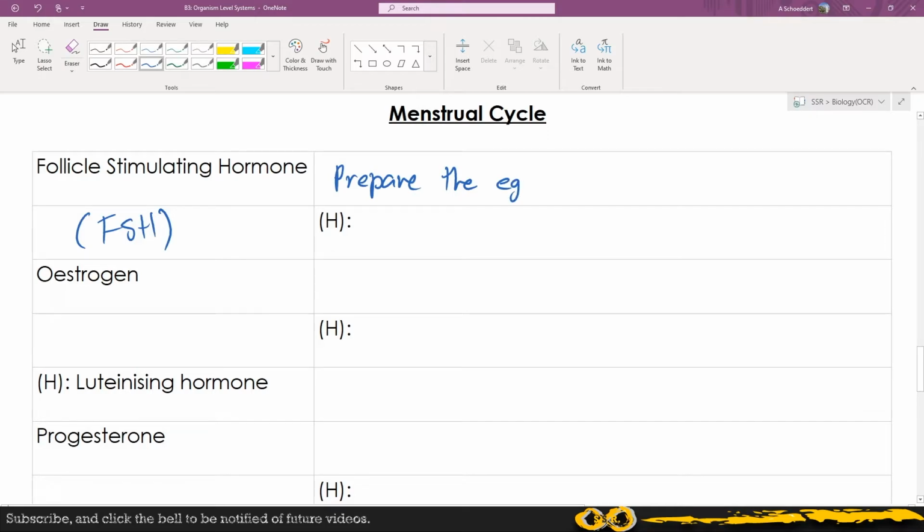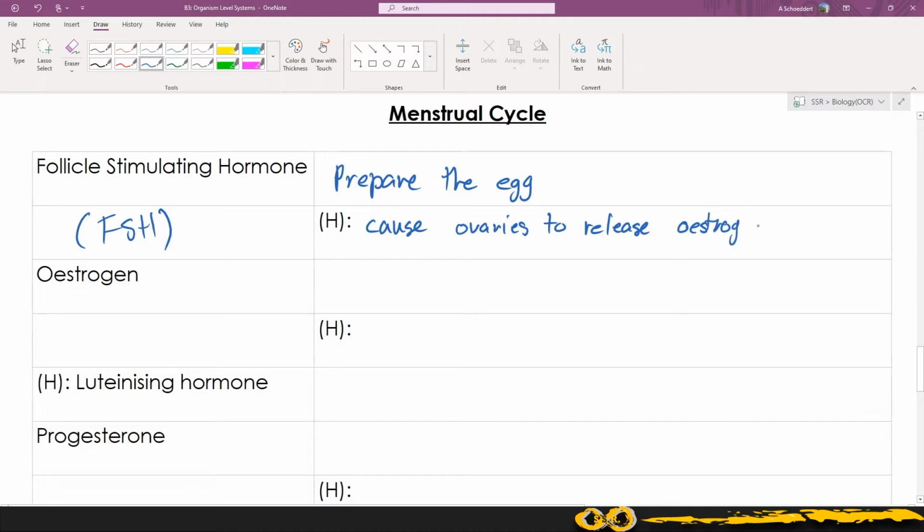And it does this by stimulating the follicle, which is a group of cells that is going to mature the egg. And then if you're on the higher syllabus, you need to know that FSH will also cause the ovaries to secrete estrogen. Estrogen itself is going to be made in the ovaries, and it is going to build up the uterine lining.